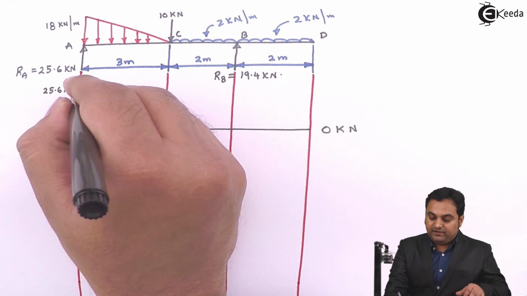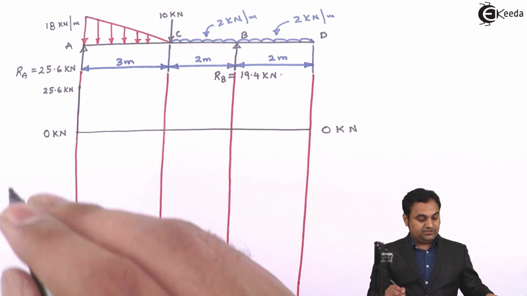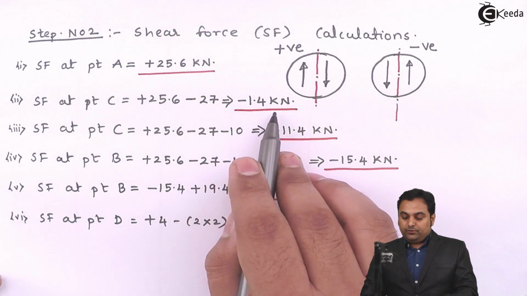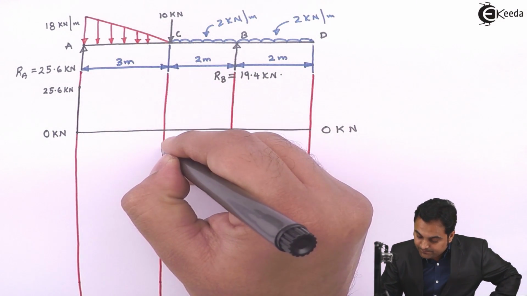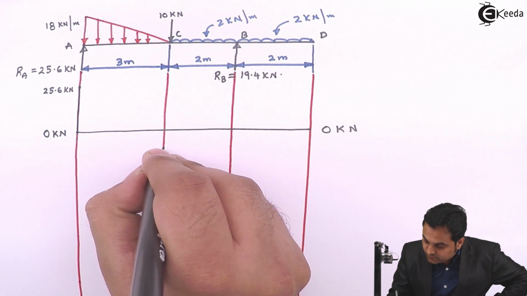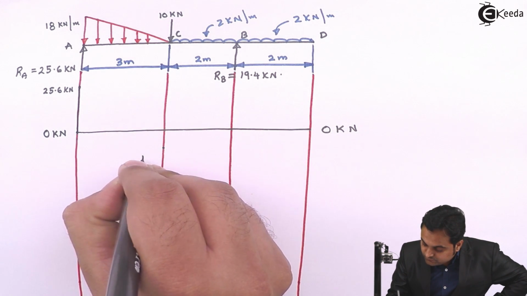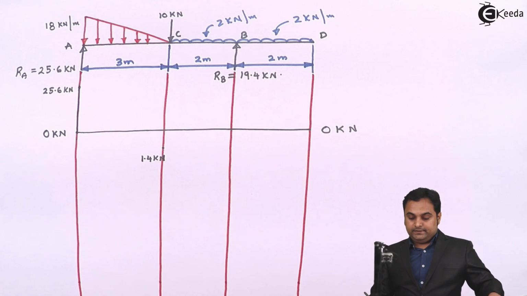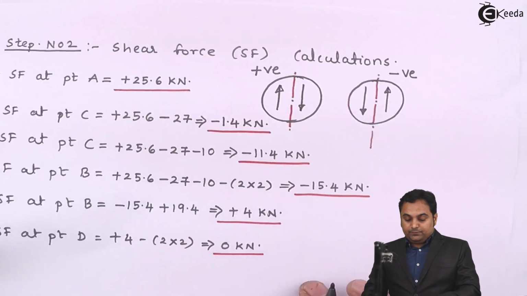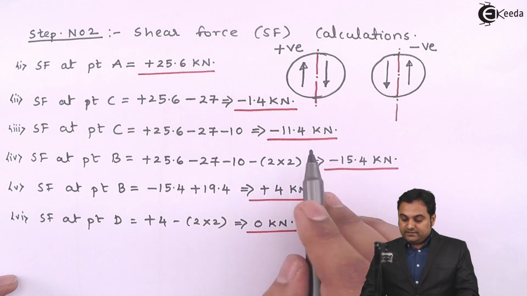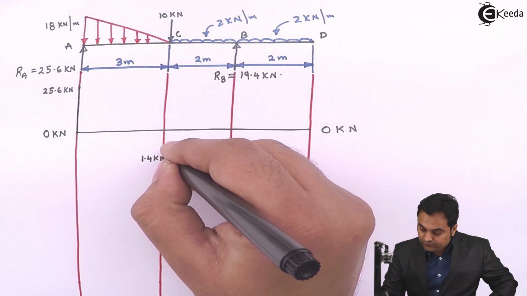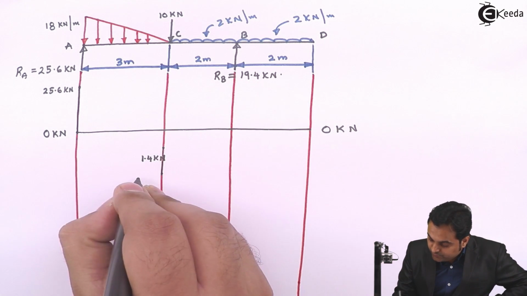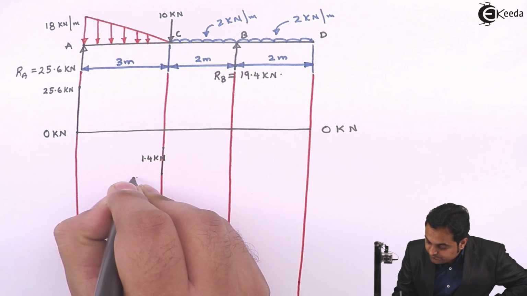Now here I have one value of shear force at point C, 25.6 kilonewton. Next, at point C, first the value is minus 1.4 kilonewton, it is negative, so it will be below the line. Next, again at point C we have another value, minus 11.4, so this 1.4 will go on increasing and reach up to a value of 11.4, which is negative.